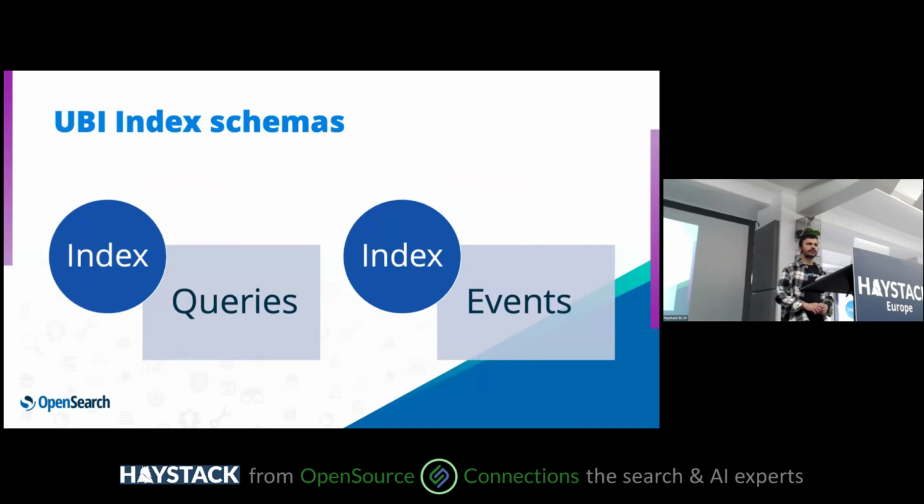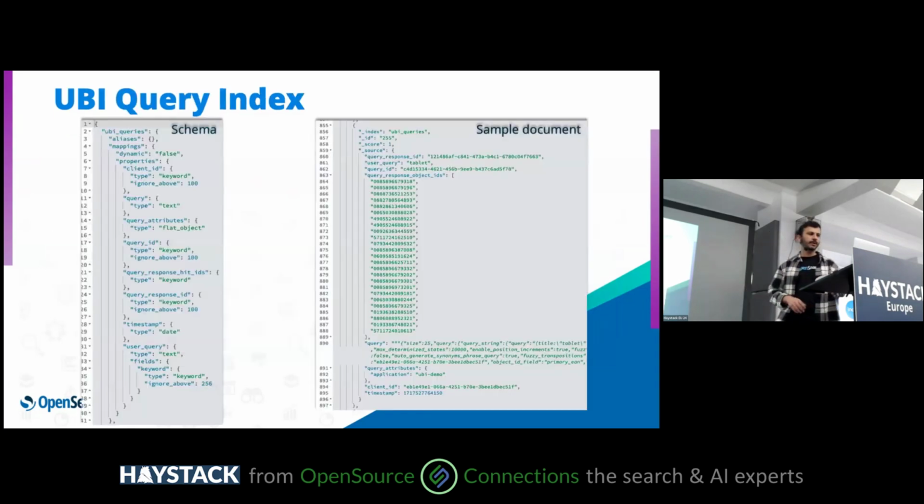Zooming in, getting into the technicals, UBI, at least in OpenSearch right now, exists as two indices, the queries index and the events index. Pretty self-explanatory. On the queries index, we store the search queries that are being made, so you log the search queries. And on the events index is where the click metrics go: what the user is doing, and so on and so forth.